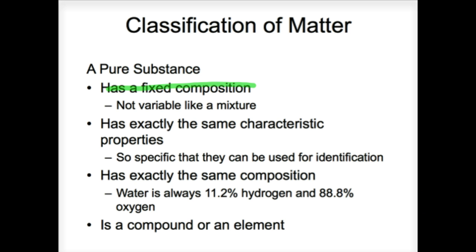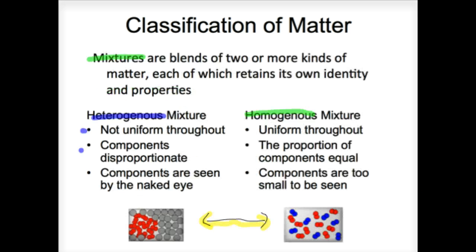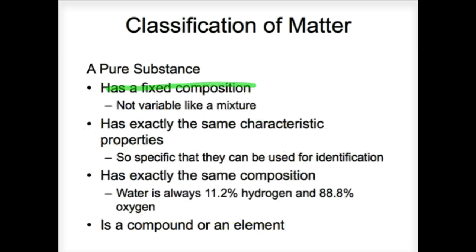Our particle diagram for the mixture shows obviously different things present. Whether they're present equally or unequally, it's still obviously completely different substances there. When we deal with a pure substance, it's all one thing. Whether this thing happens to have atoms combined in a compound or whether it's elements, it's still a fixed composition. Notice also that the properties are identical no matter what.